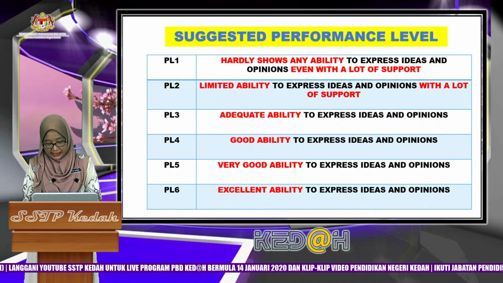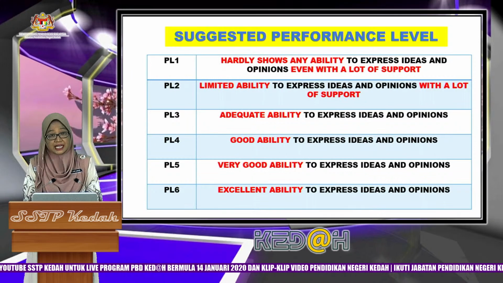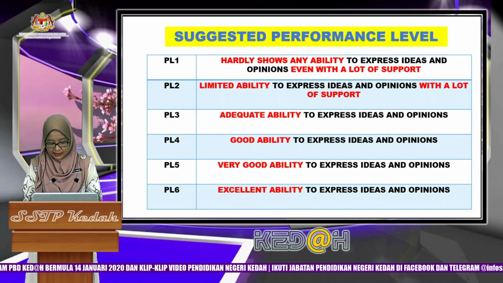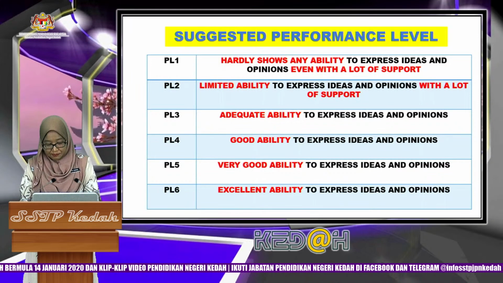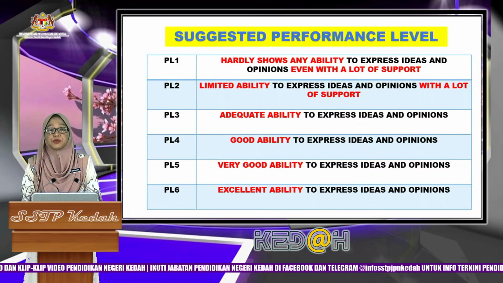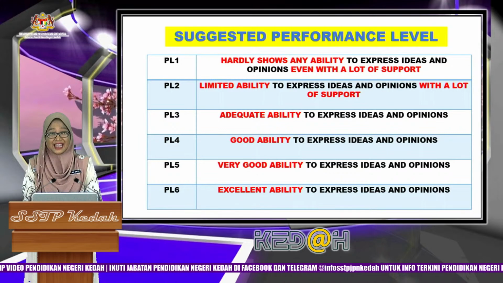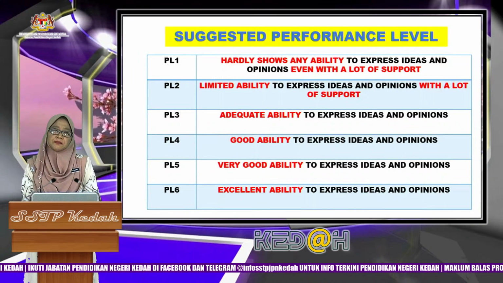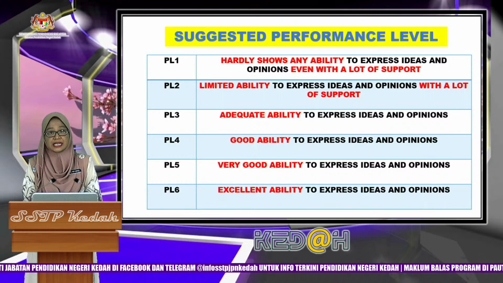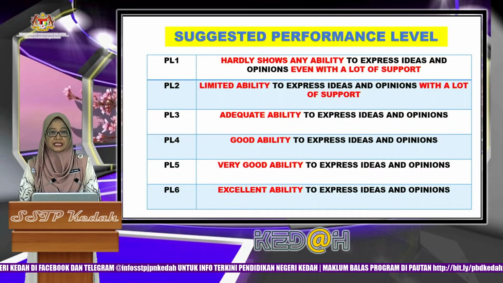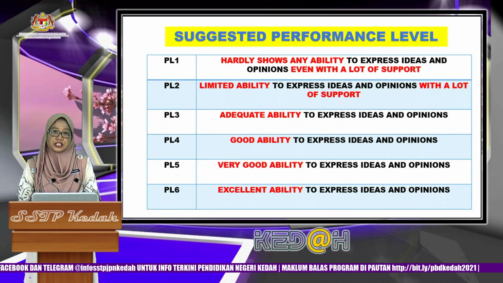So can you now see how the performance level should be? If our pupils have very little to adequate ability to express ideas and opinions on this topic, the performance level should not be more than 3. And if our pupils manage to execute the session excellently or with less or no support from teacher, please consider giving them performance level 4 and above. Remember, if you give them lower performance level, there should be some interventions for the pupils.